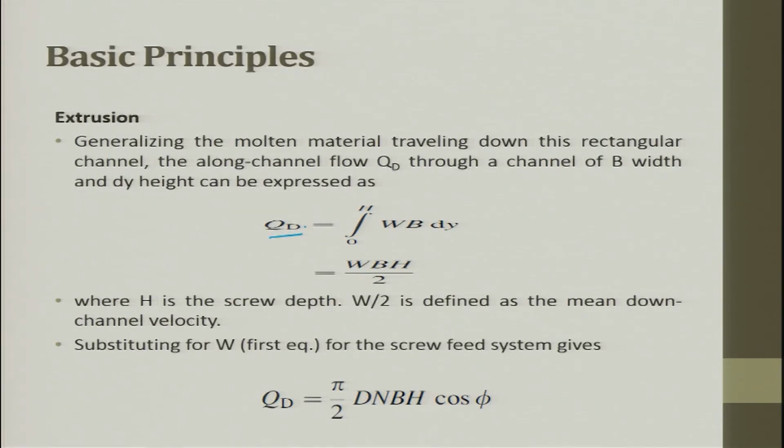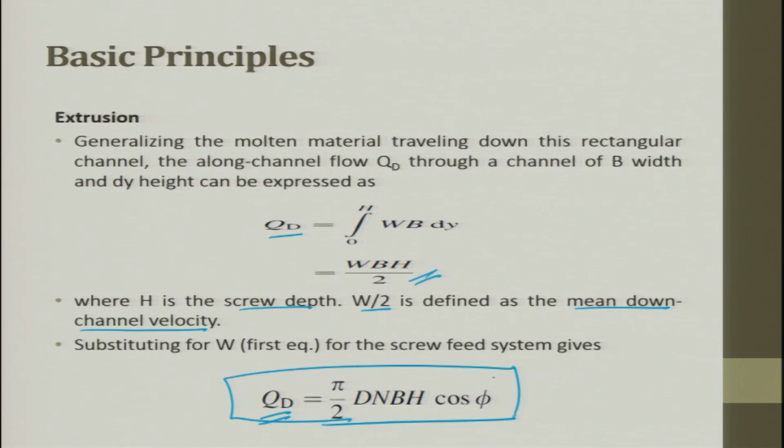So QD, the generalized molten material travelling down this rectangular channel, the along channel flow QD through the channel of B width and dy is the height, can be expressed by integrating from 0 to h of WB dy. Which is nothing but W into B into h by 2, where h is the screw depth. W by 2 is defined as the mean down channel velocity. Substituting back in the QD, you get this equation.